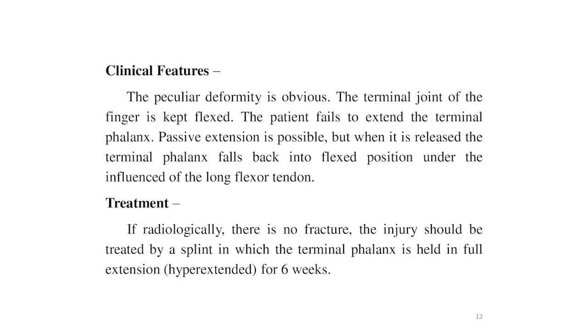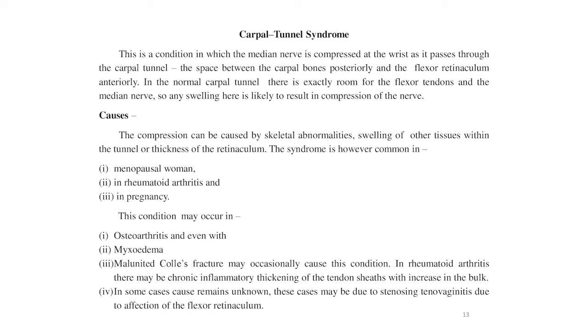Now the next point of the acquired deformity of the hand is carpal tunnel syndrome. This is a condition in which the median nerve is compressed at the wrist as it passes through the carpal tunnel, the space between the carpal bones posteriorly and the flexor retinaculum anteriorly. In the normal carpal tunnel, there is exactly room for the flexor tendons and the median nerve, so any swelling here is likely to result in compression of the nerve.